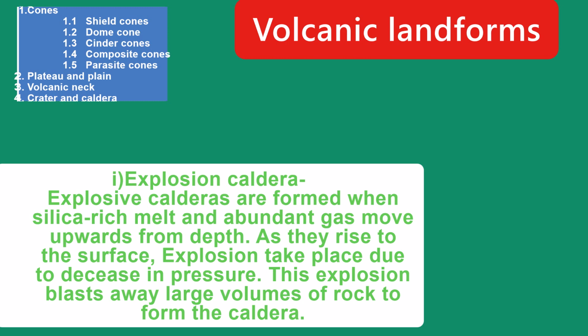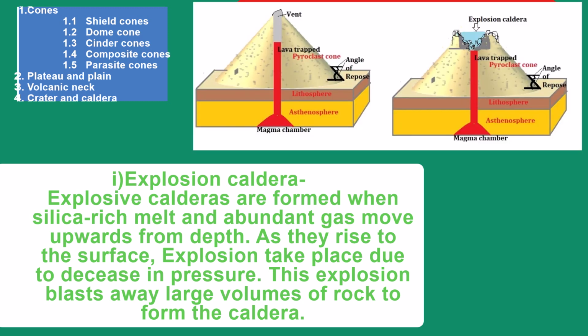Explosion caldera. Explosive calderas are formed when silica-rich melt and abundant gas move upwards from depth. As they rise to the surface, explosion takes place due to decrease in pressure. This explosion blasts away large volumes of rock to form the caldera.